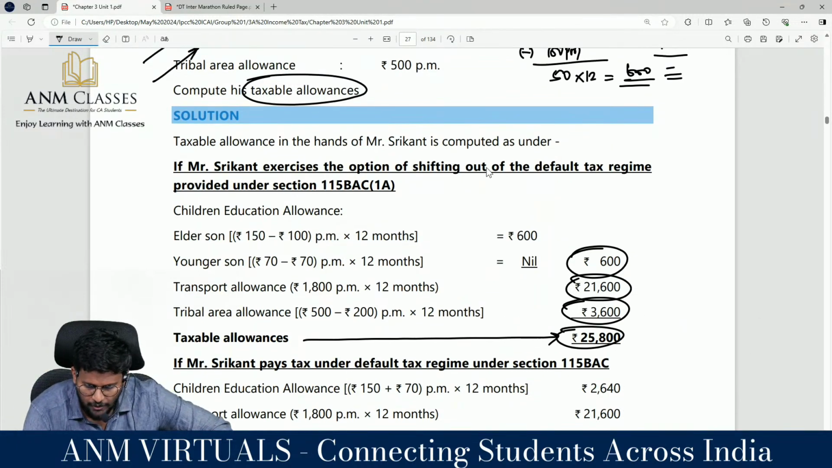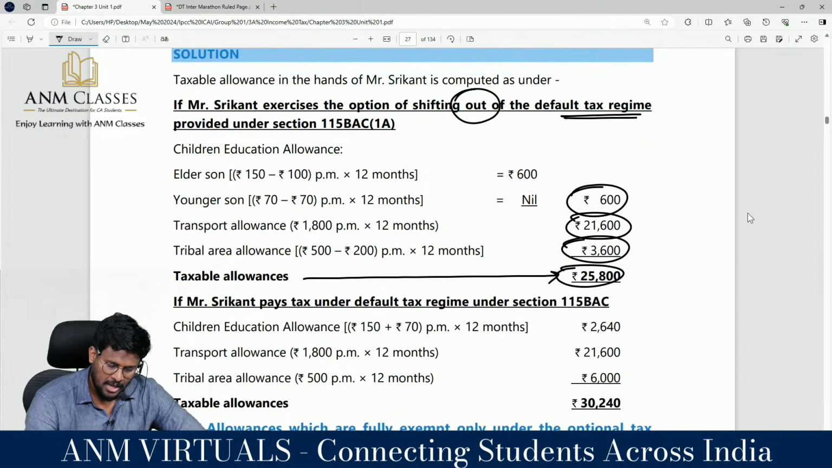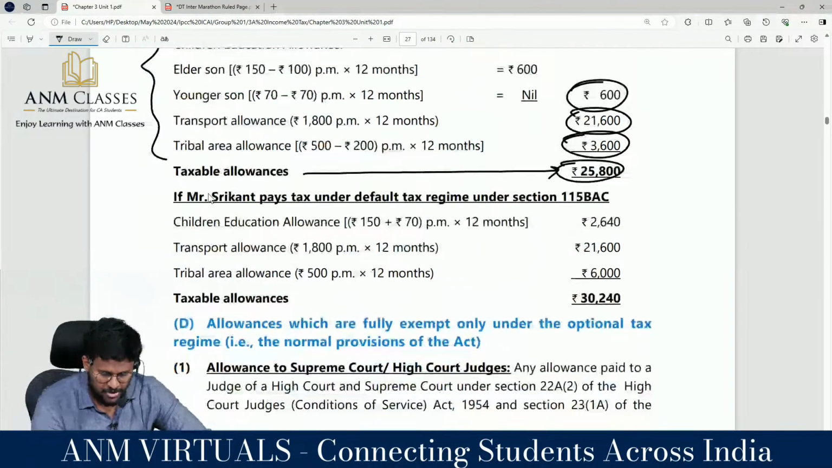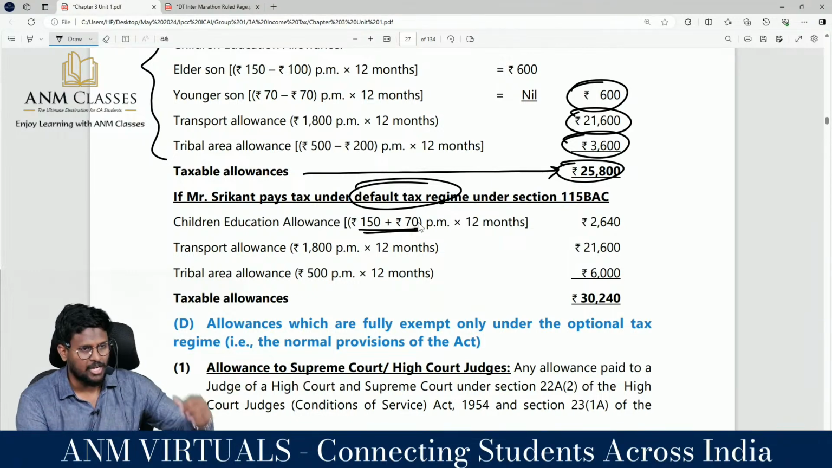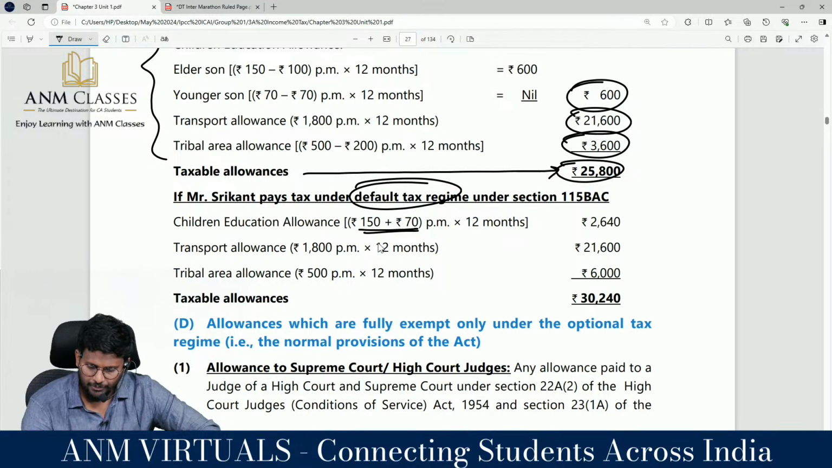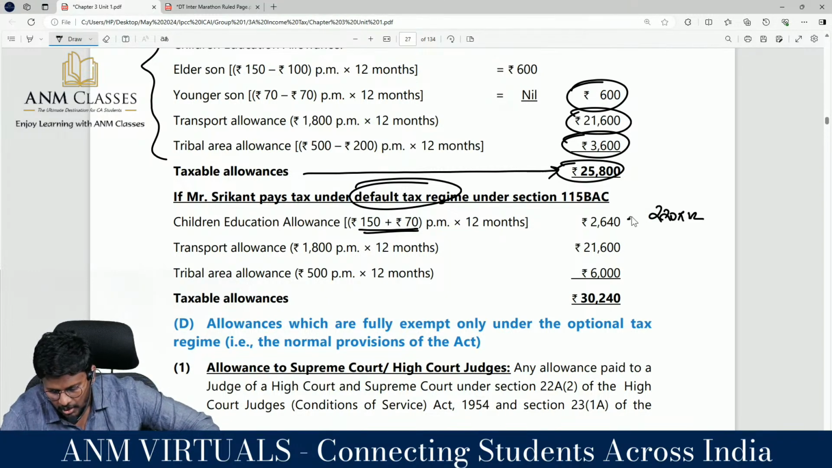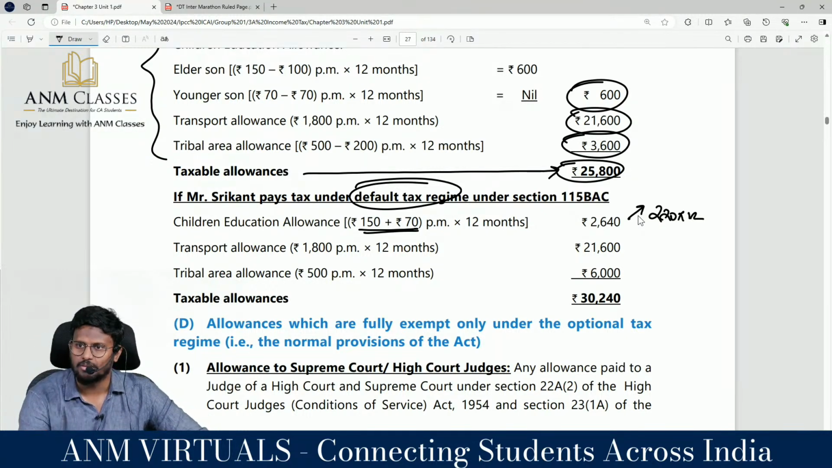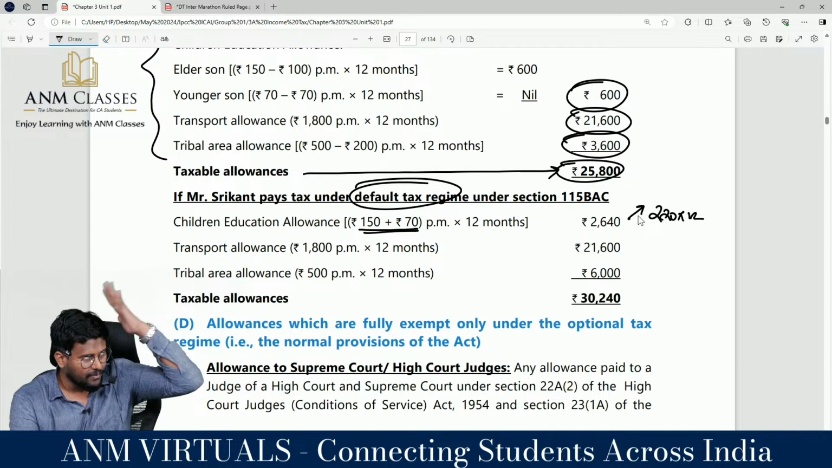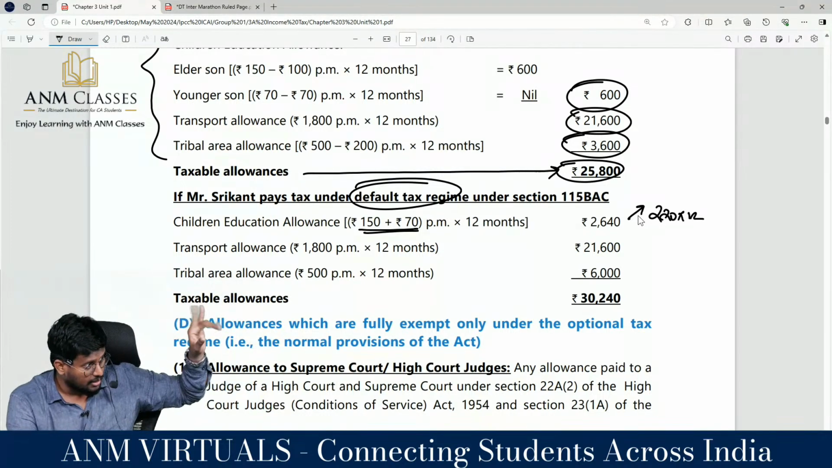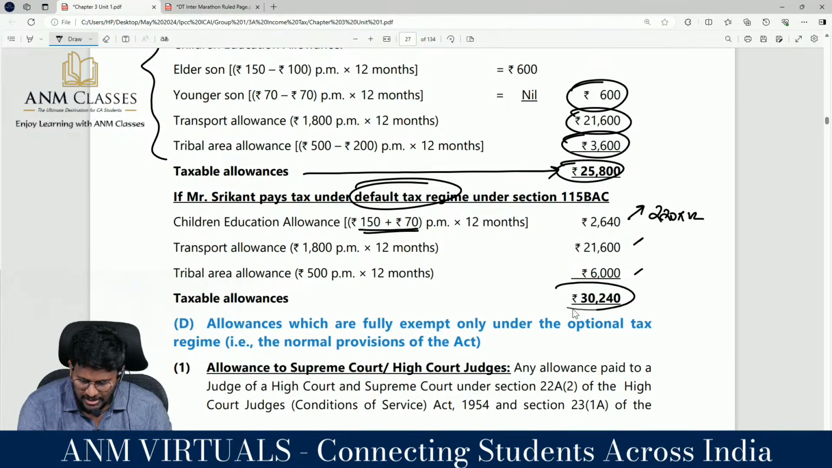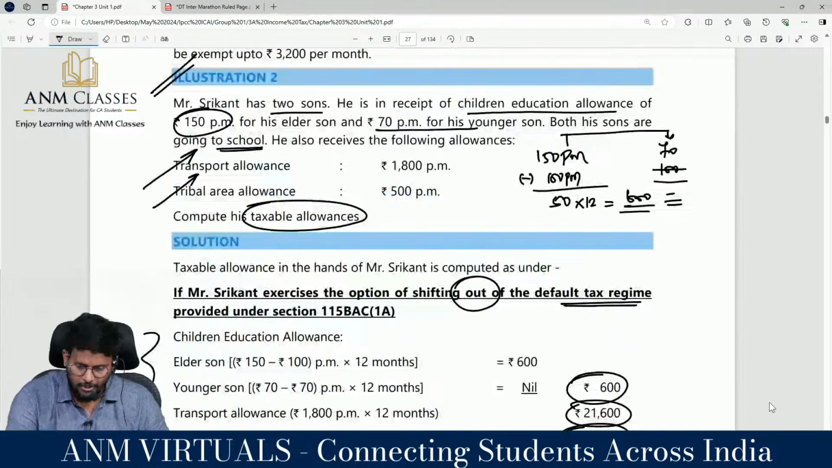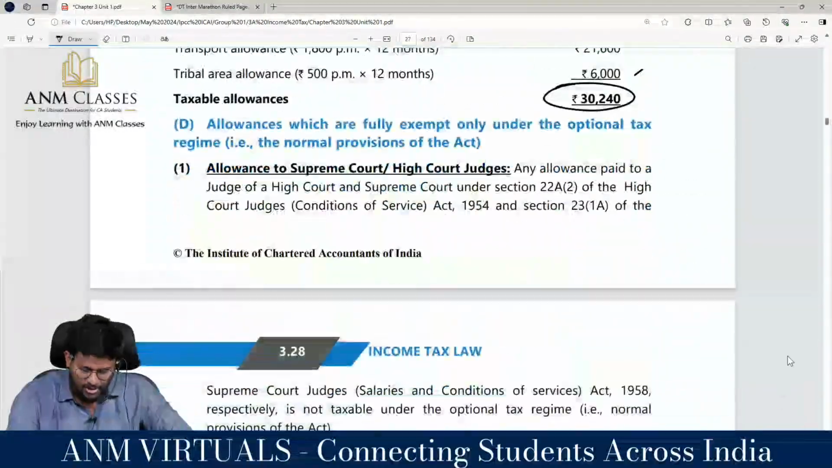If Mr. Srikanth exercises the option of shifting out of the default tax regime, only then can he claim all of this, right? Yes, sir. If Mr. Srikanth pays tax under the default regime, children education allowance, how much plus how much, total comes to 220 into 12, 2000 fully taxable. He cannot claim any of these allowances. Special allowance, transport allowance fully taxable, tribal area allowance fully taxable. That means total taxable allowance is 30,000. Do you appreciate? So in both routes we got the same sum?